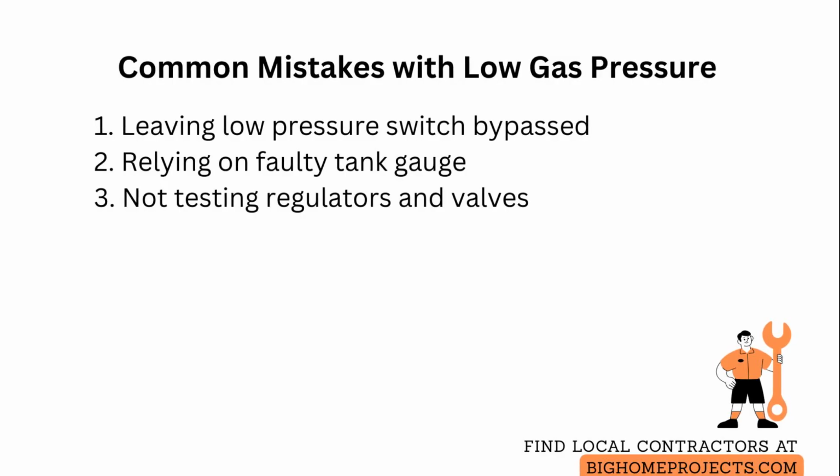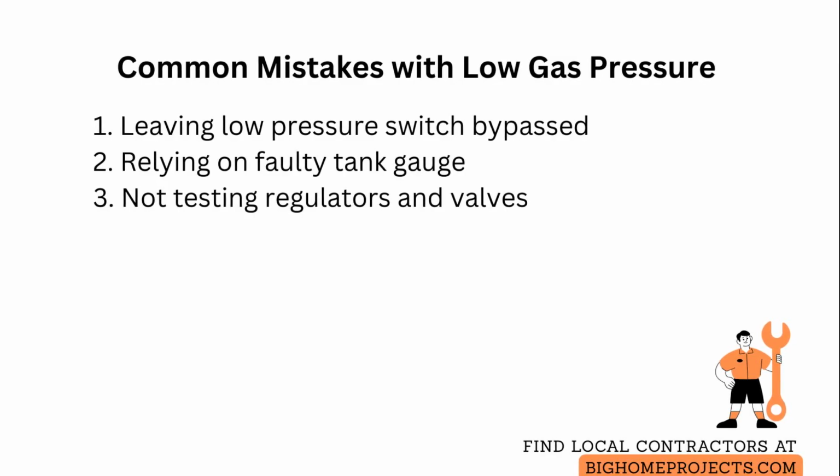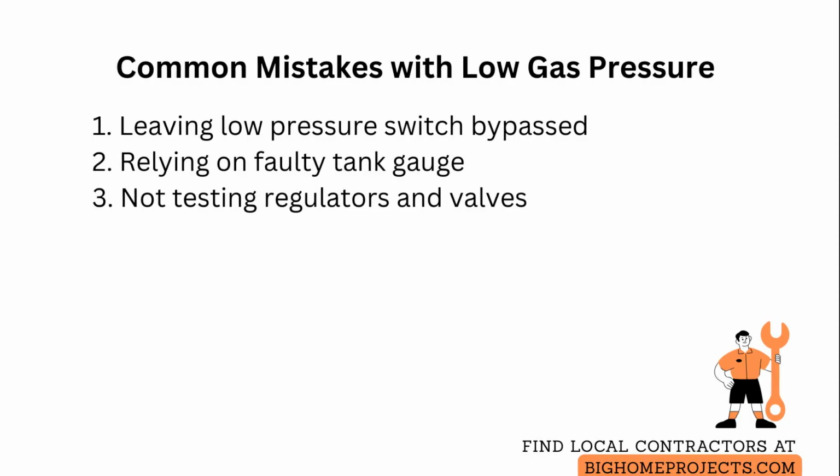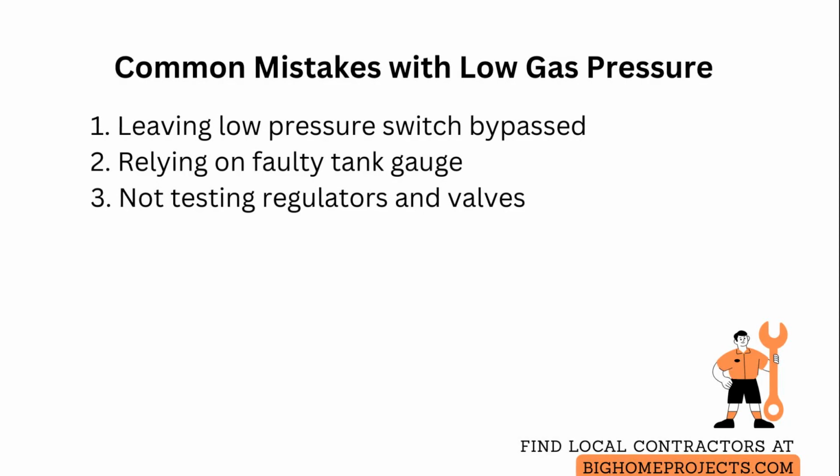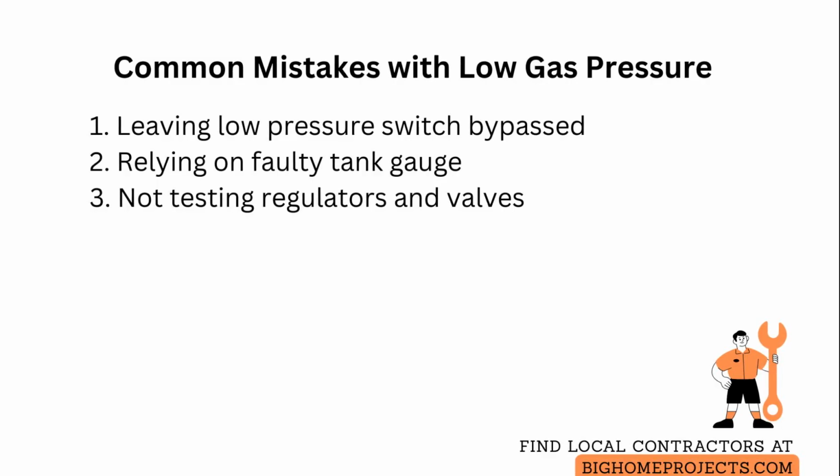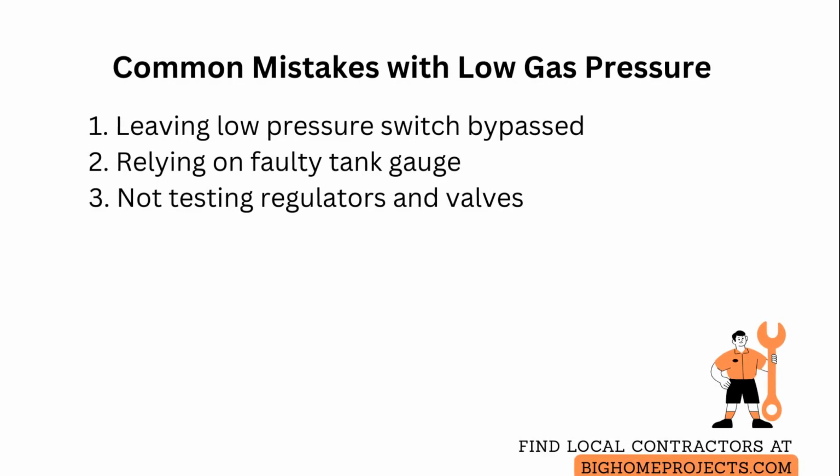A frequent oversight is failing to confirm downstream components like regulators or valves are holding pressure, which can mimic supply issues. Isolate sections, perform pressure tests at each stage, and replace components that fail to hold rated pressure.